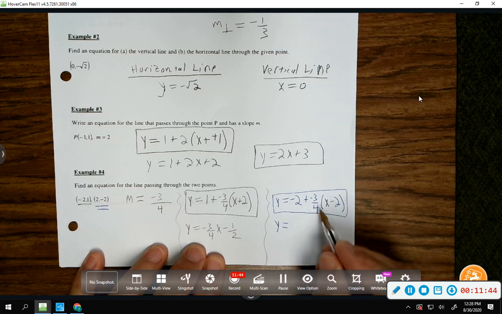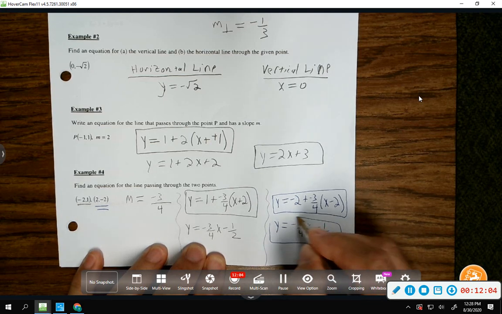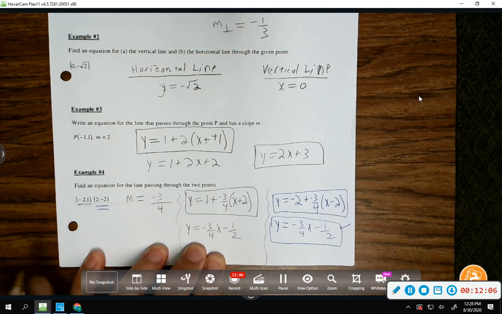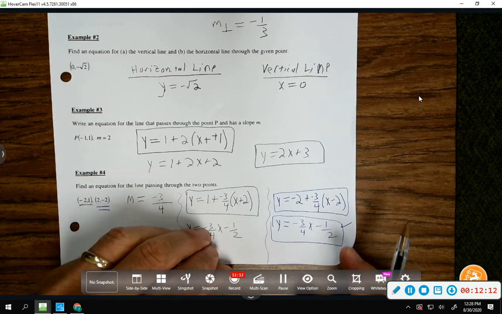When we distribute, this time we get negative 3/4 x, and again, I'm going to say negative times negative is positive 3/2. Positive 3/2 minus 4/2 is a negative 1/2. We get the same equation, whether we use this point or that point, because we're finding the equation going through those 2 points. Okay?